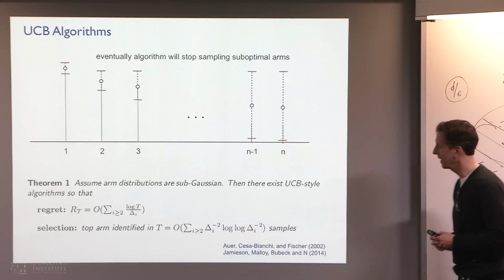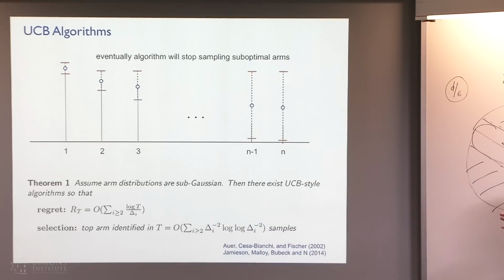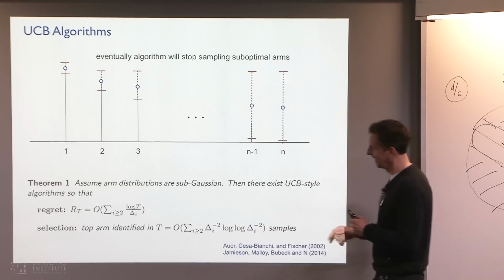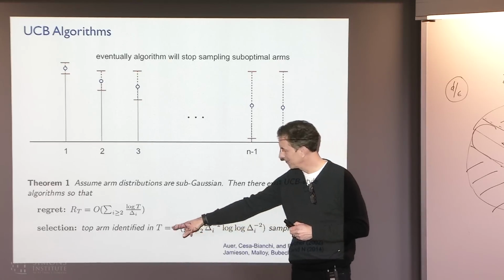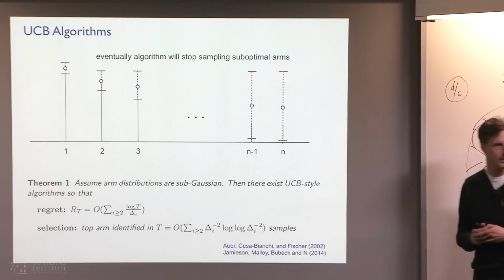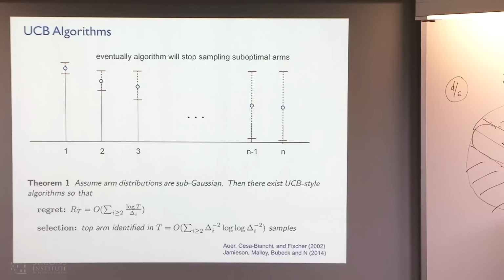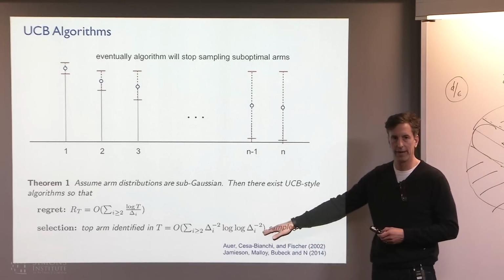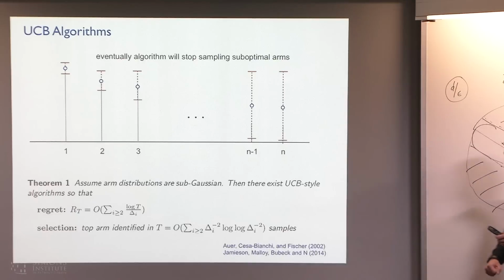And in terms of selecting the best arm, and I'll go through this a little bit to explain where it comes from in a minute, you can find the top arm in capital T samples, where capital T grows roughly like the sum of the inverse gaps squared times a log-log factor. And I'll explain that in a minute.